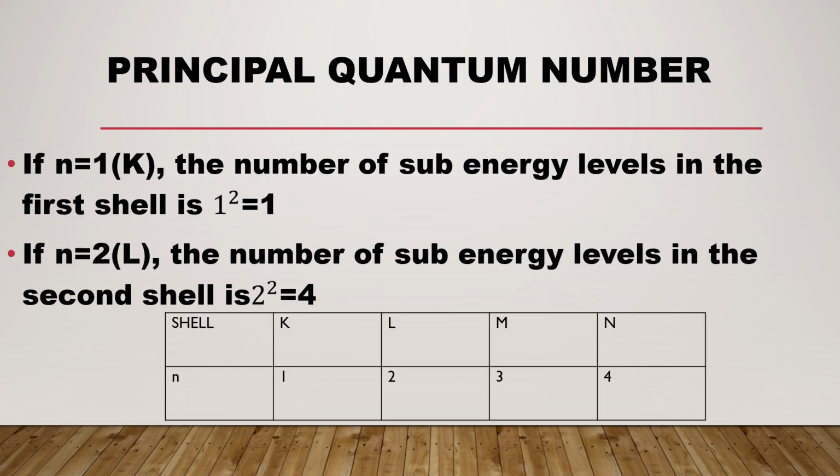Example, if n equals 1, the K shell, the number of sub-energy levels in the first shell is 1 squared, equal to 1. The number of sub-energy levels in the K shell is 1. If n equals 2, the L shell, the number of sub-energy levels in the second shell is 2 squared, that is equal to 4. The number of sub-energy levels in the first shell is 1, second shell is 4, third shell is 9 and fourth shell is 16.